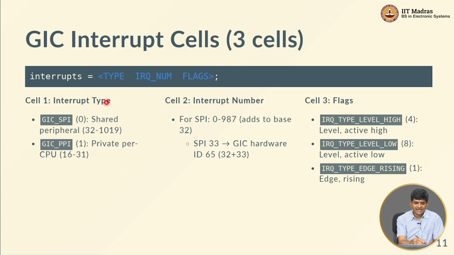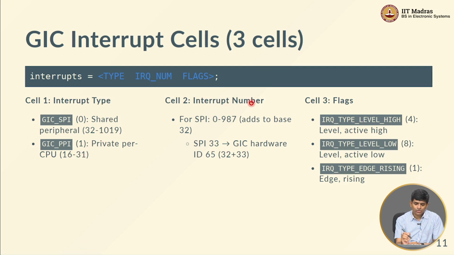The three cells in the interrupts line represent these three numbers. The first one is essentially the type of interrupt, and the most common one that we are going to be interested in is the shared peripheral interrupt, which means that I would usually have the number 0 here. A 0 indicates that it is an SPI, a shared peripheral interrupt. If it was a 1, it would indicate a private per CPU interrupt, and the numbering would also be slightly different.